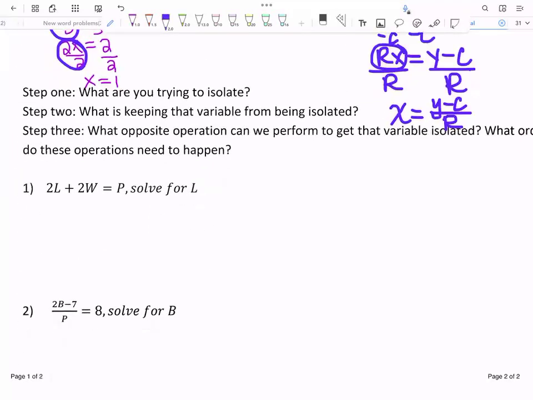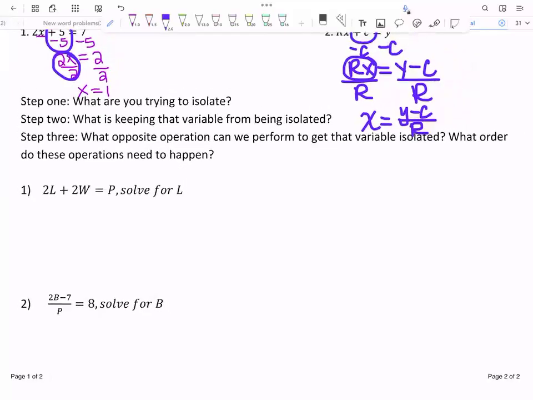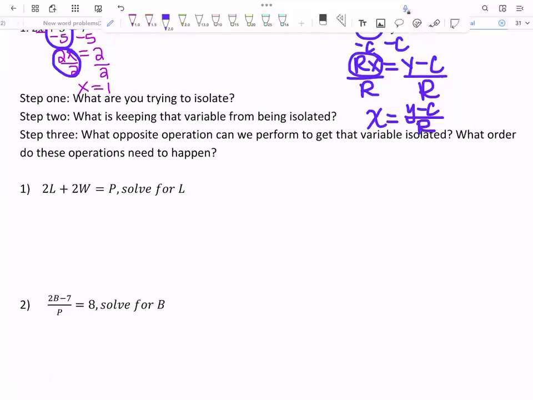All right, so when we're going through these, we think about what are we trying to isolate? What is keeping that variable from being isolated? And what opposite operation can we perform to get that variable isolated? And what order do these need to happen in? Right? These are not things that you have to write down each time, but it's things you need to think through for each problem. So on number one, we're trying to solve for L.